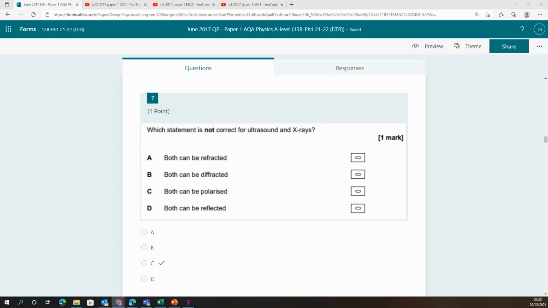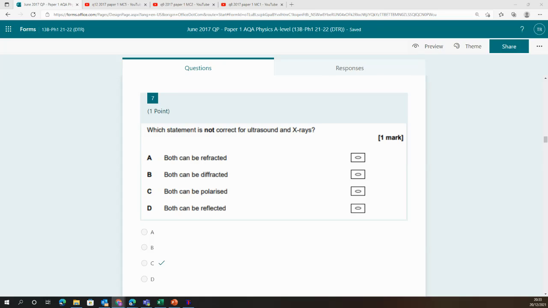You need to know, so the thing you're being tested on is whether or not you understand that ultrasound waves are longitudinal waves and X-rays are transverse waves. So there's a difference between the two. They're both waves, so they'll both have properties that waves have, but then you need to be aware of the thing that discriminates them, so how they are different.